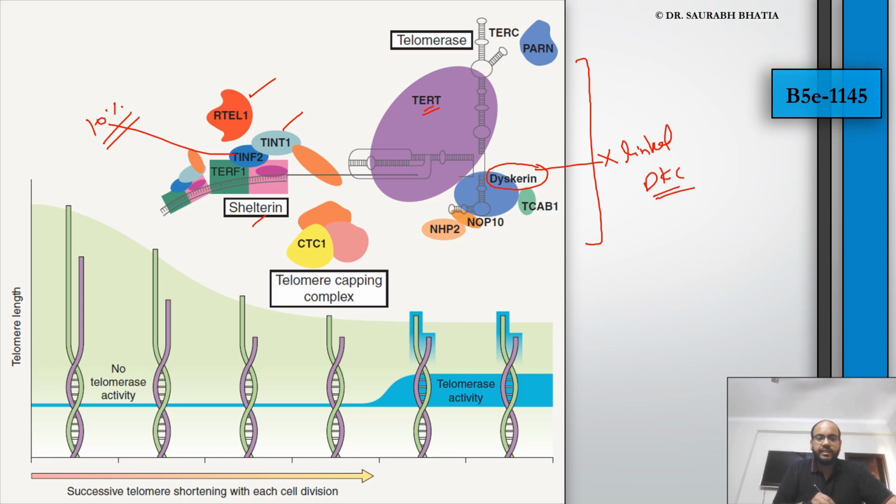Here you can see that this extra strand of DNA is the telomere. With every replication, you can see successive telomere shortening with each cell division. Every time the cell divides, the telomere gets shortened. And after a certain critical length, the telomere is not able to elongate properly and the cell will undergo senescence or apoptosis.